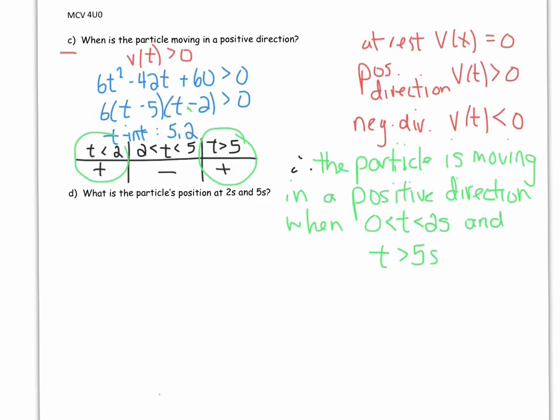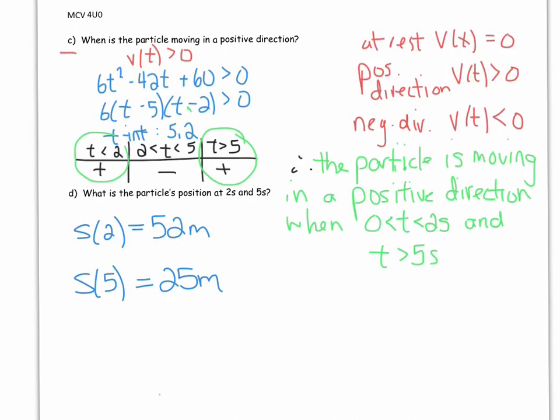So the next one is, what is the particle's position at 2 seconds and 5 seconds? We know that's when it changes direction, that's when it stops, so we want to know where the particle is at that time. Hopefully it's easy to see that I'm asking you what is S at 2 and what is S at 5. I'll give you a second to pause the video and find those two answers. Okay, and hopefully you got 52 meters at 2 seconds and 25 meters at 5 seconds.